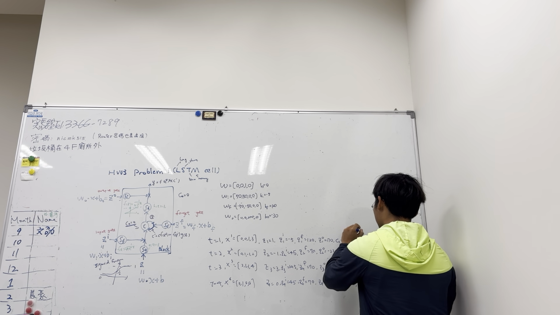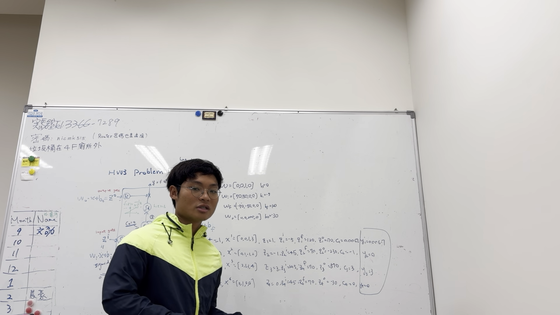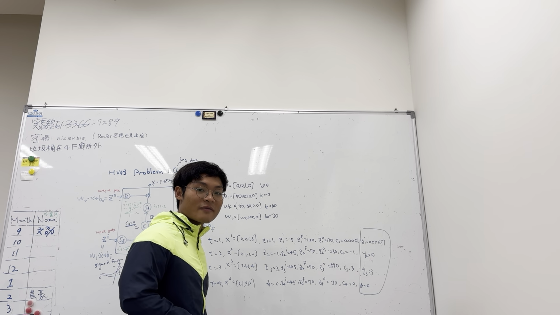So the outputs recorded over the four timestamps are 0.0067, 0, 3, 0. This is the output of the memory cell, and the introduction of the LSTM cell is finished here. Thank you for your listening.